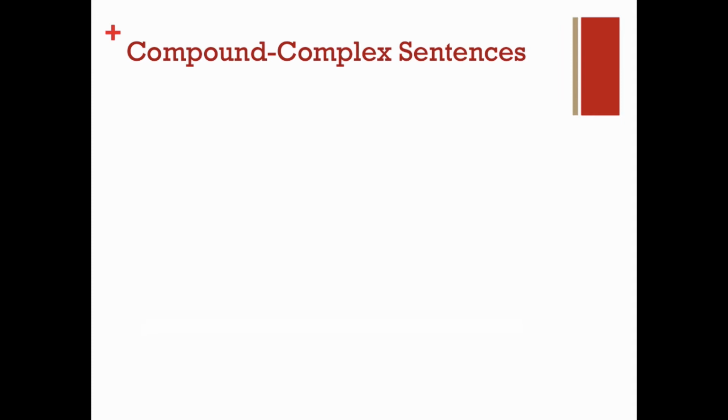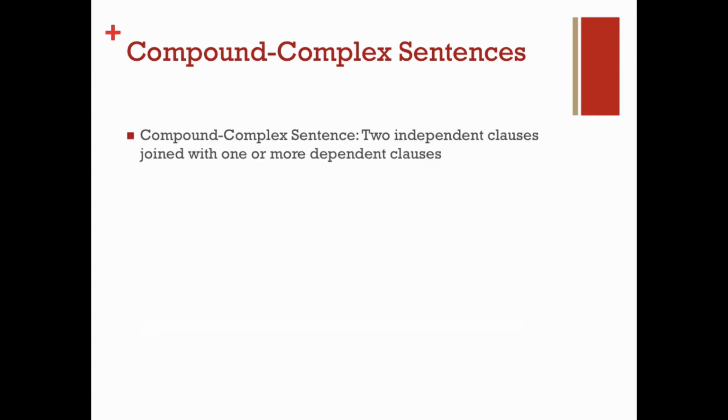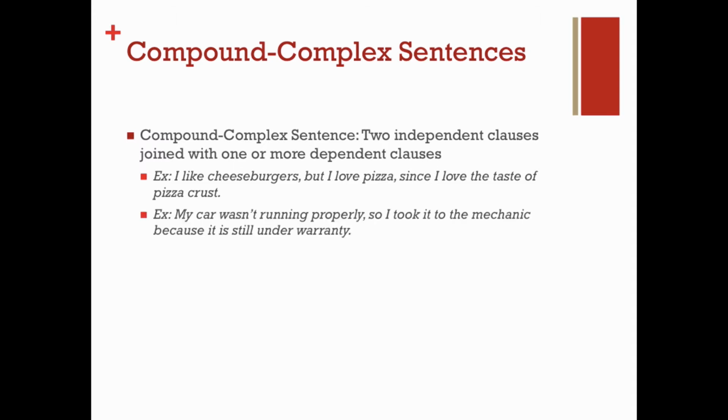Now, there are also sentences that are comprised of multiple types of clauses to make up what's called a compound complex sentence. So this is two independent clauses that are joined with one or more dependent clauses. Example, I like cheeseburgers, but I love pizza since I love the taste of pizza crust. Another example, my car wasn't running properly, so I took it to the mechanic because it is still under warranty.